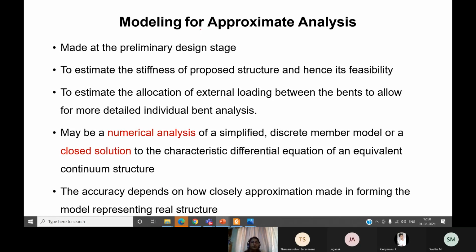For the modeling, either you can go for a numerical analysis, which is nothing but finite element analysis. Either you can go for a finite element analysis of a simplified discrete member model, or you can go for a closed solution. You know what is a closed solution? A closed solution to the characteristic differential equation of an equivalent continuum structure. The closed solution is like what you must have learned in mathematics.